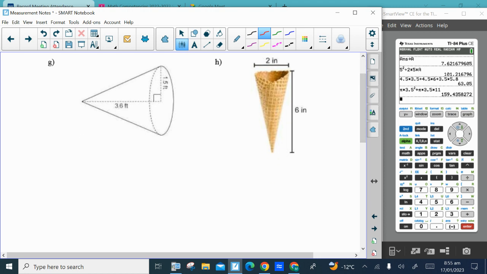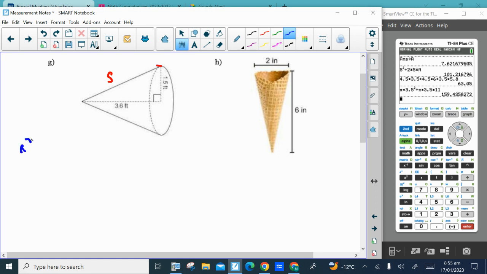For question G, you're not given s, the slant height. You're given h, the actual height of the cone. But like we saw with our pyramids, sometimes we need to use Pythagorean theorem to find a missing dimension before we can find surface area. And that's what we need to do here. This is a right triangle. Between the radius and the height of the cone, the slant height s is the hypotenuse of that right triangle.